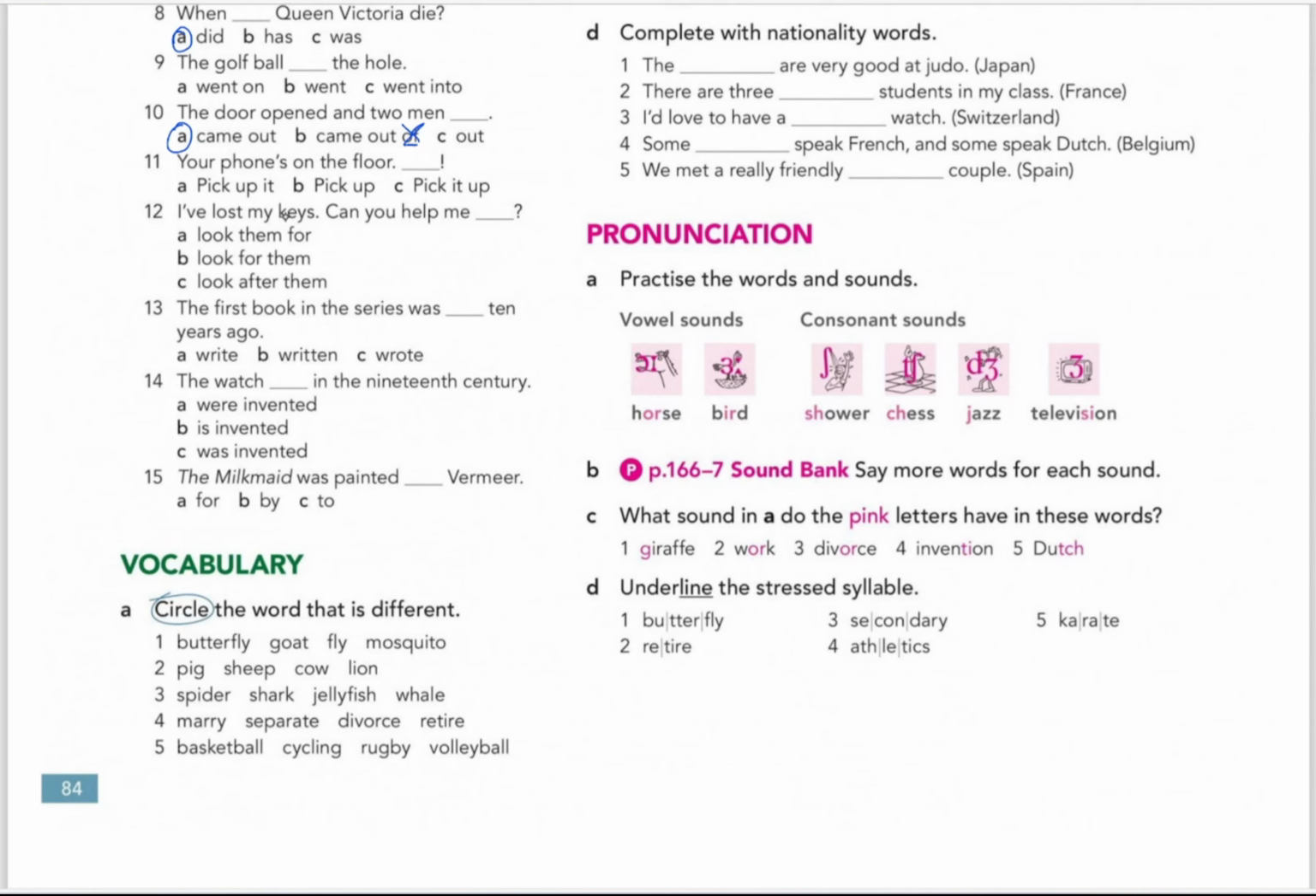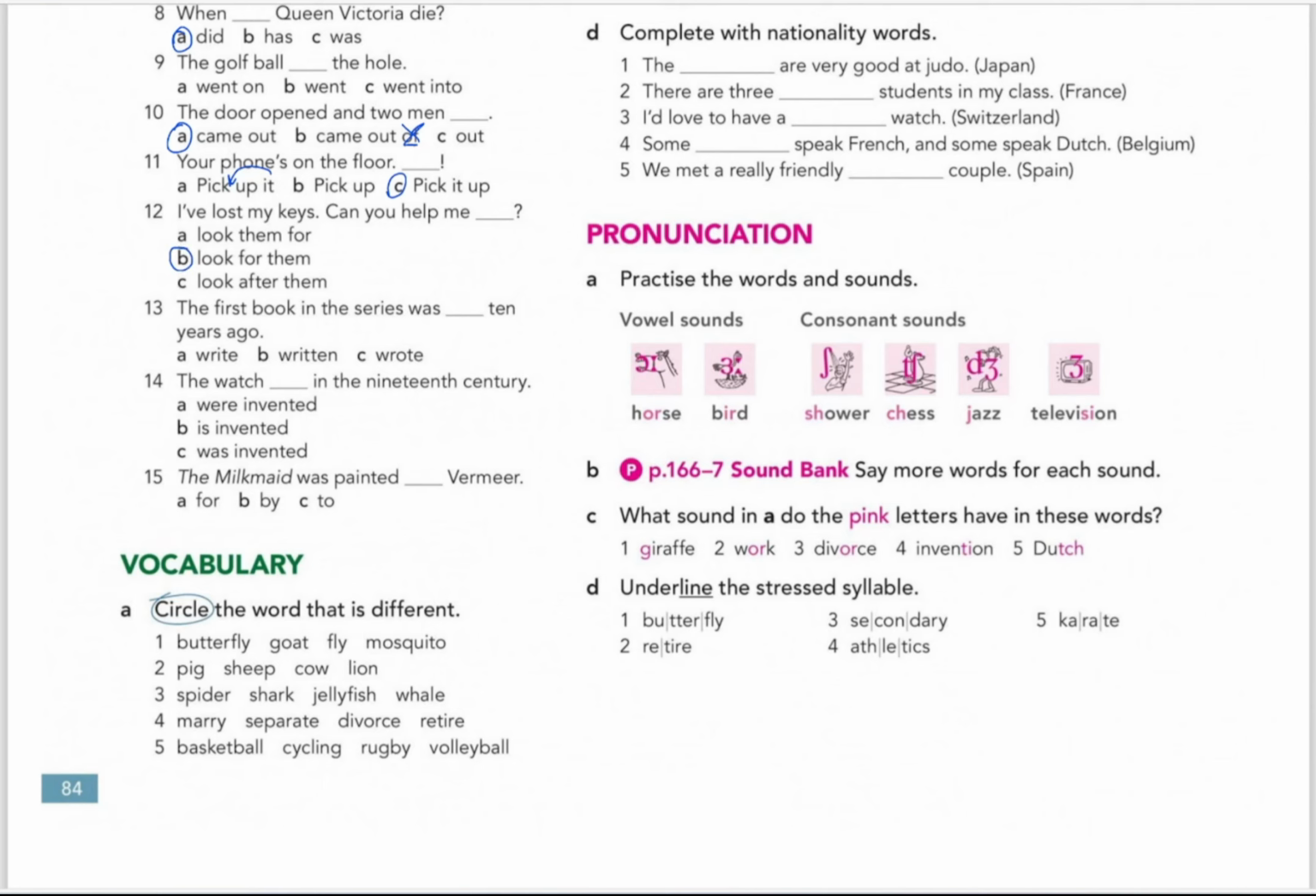11. Your phone's on the floor. Pick it up. Pick up it? No, pick it up because it has to be put in the middle of the phrasal verb, guys. 12. I've lost my keys. Can you help me? Look for them, look after them. Can you help me look for them?